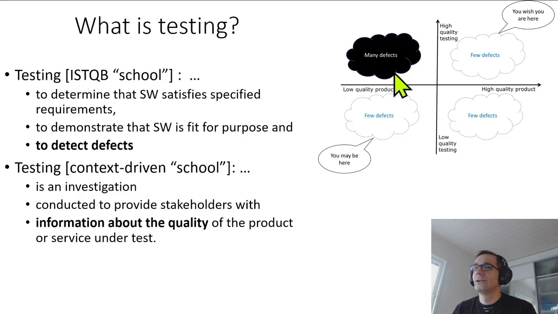If we consider this figure already shown in the previous lecture, we can see that only when you do high quality testing can you distinguish between a high quality and a low quality product. And the difference would be that in a high quality product you typically have few defects, whereas in a low quality product you typically have many defects.